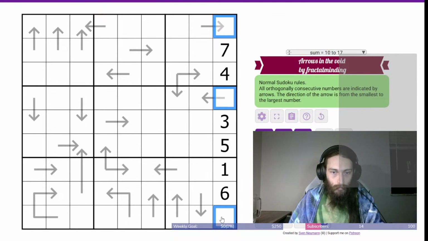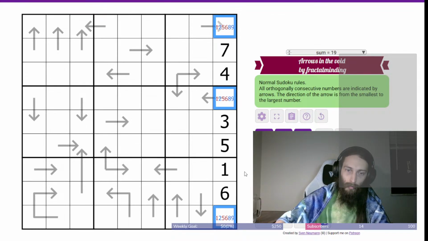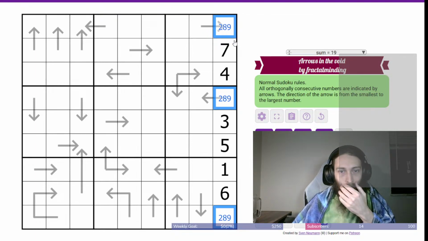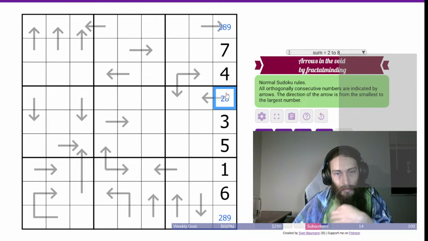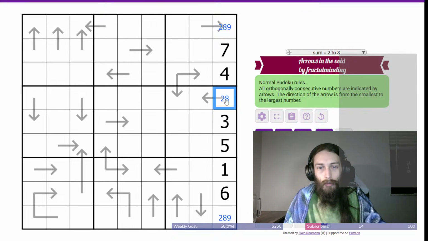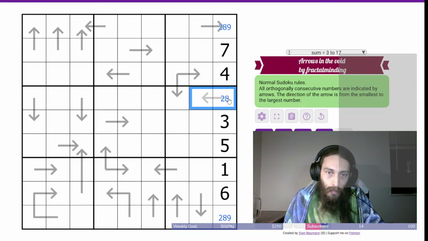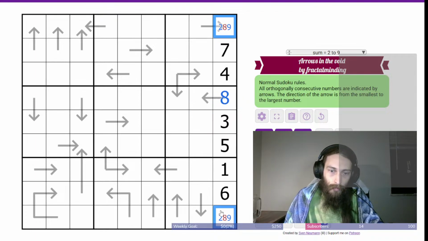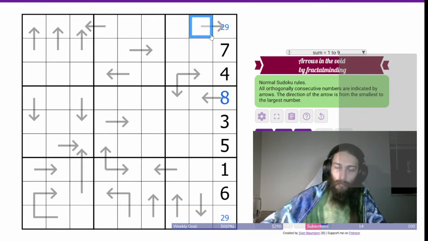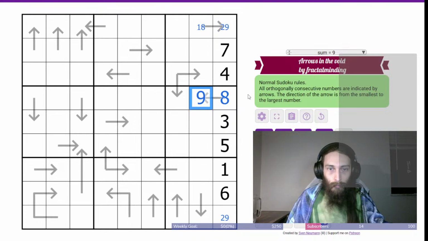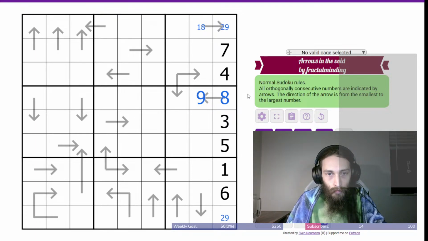Okay, well, what's left over in this column? 7, 4, 3, 5, 1, 6, 2, 8, 9. You can't put a 9 on the arrow before. And if these are consecutive, you can't go to 3, so this is an 8. So 8s are out. And so this is 1 or 8. This one has to be a 9. Okay, and that's not going to create any consecutives there.